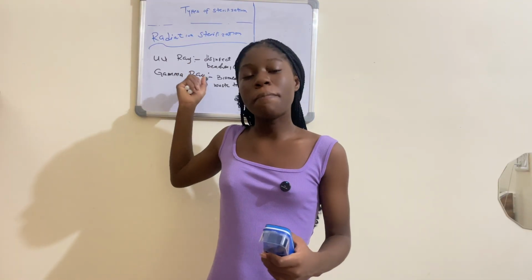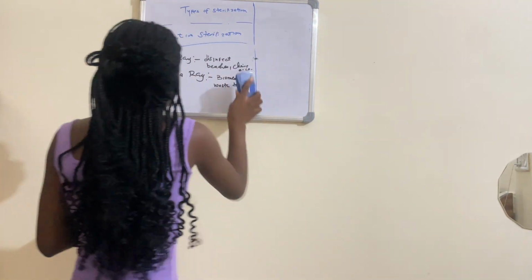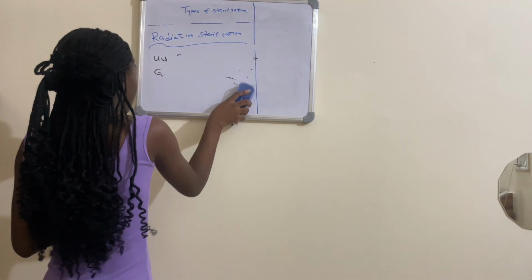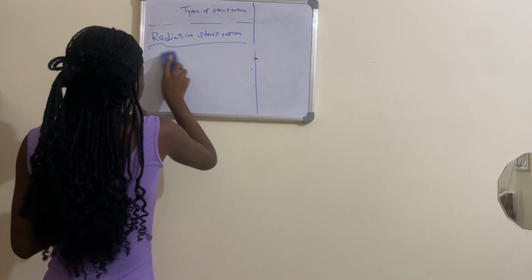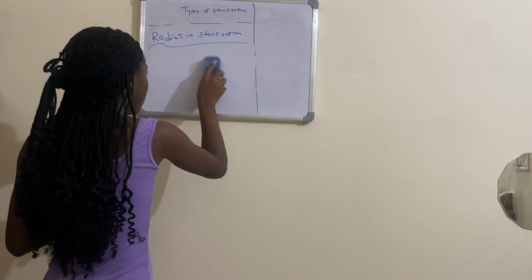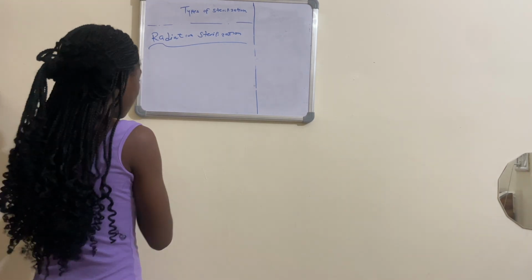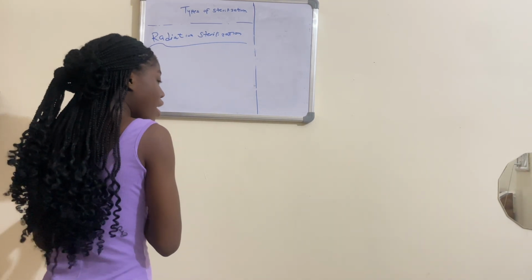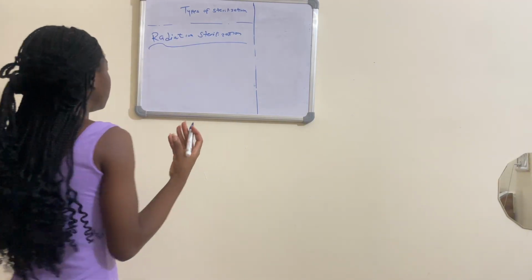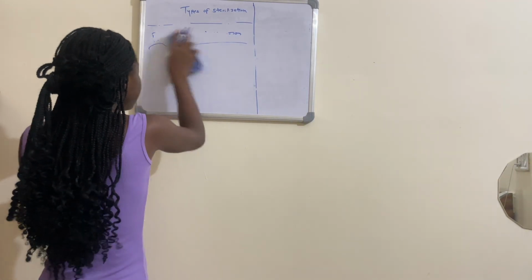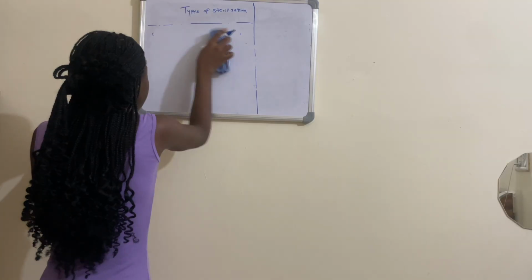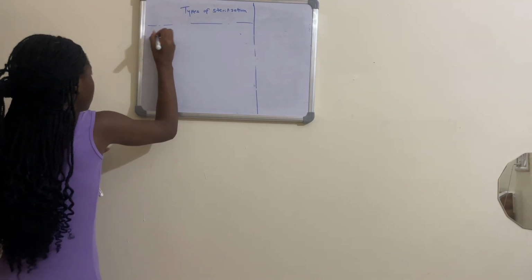So let's move on to the last type of sterilization. But remember, radiation sterilization has two types. We have the UV ray and the gamma ray. UV ray is just used for disinfection. It has low penetrating power. While the gamma ray has strong, high penetrating power, and it's used in the treatment of biomedical waste. So the last type of sterilization is actually called filtration.